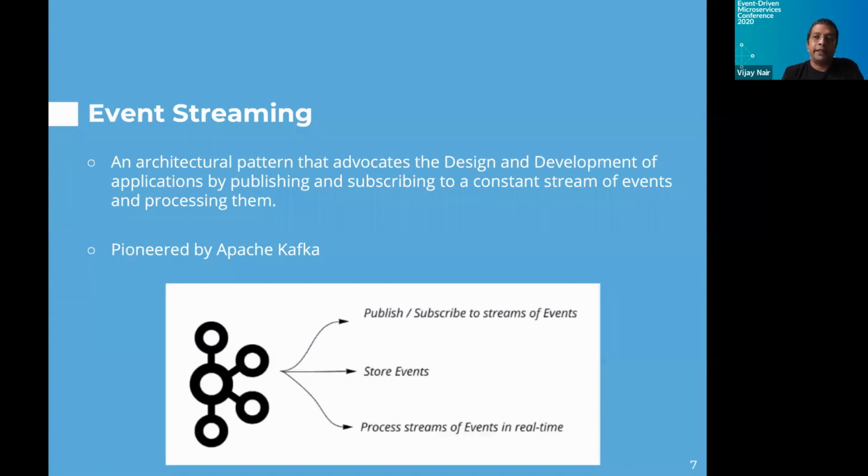As I said, the architectural pattern of event streaming basically advocates the design and development of applications by publishing events, as well as subscribing to a constant stream of events and finally processing them. That's all that there is to event streaming. So applications are continuously publishing a stream of events, and applications are constantly subscribing to this stream of events, and they're processing them as these events occur.